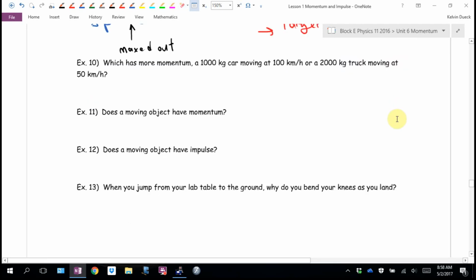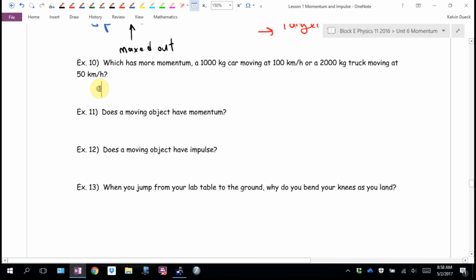What has more momentum, a 1,000 kilogram car moving at 100 kilometers per hour or a 2,000 kilogram truck moving at 50 kilometers per hour? Momentum is what times what? Okay. Now, these units aren't quite right. It would be kilograms, kilometers per hour instead of kilogram meters per second. But just go mass times these velocities. What do you get?